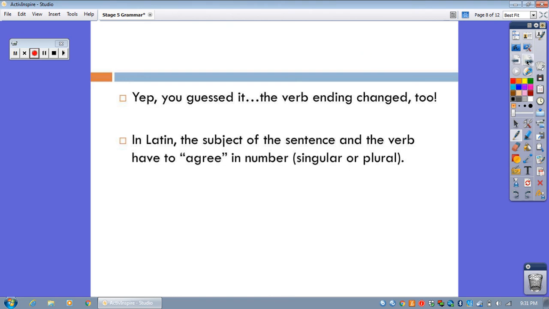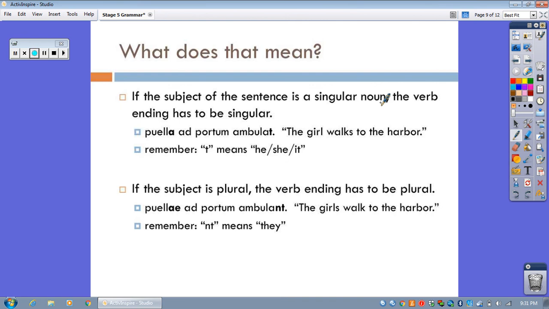So what does that mean? Well, it means that if the subject of the sentence is singular, as in this example, puella ad portum ambulat, then that means the verb ending would be singular as well. Look at it. It ends in a T. Remember, T means he, she, it, present tense. So the girl walks to the harbor. And also, if the subject is plural, as in puellae, that means we have to change the verb ending to make it plural as well. Ambulant. The girls walk to the harbor. Remember that NT means they, present tense.